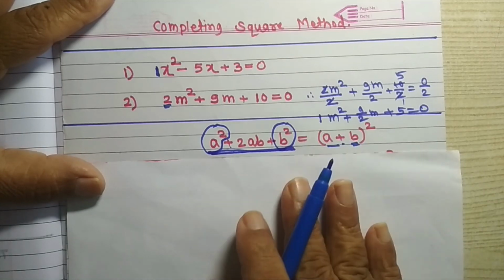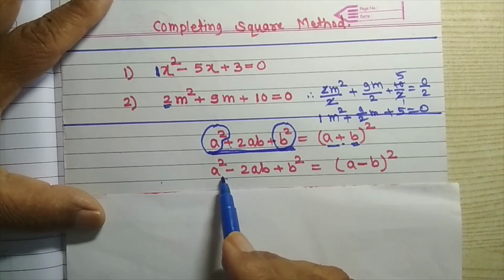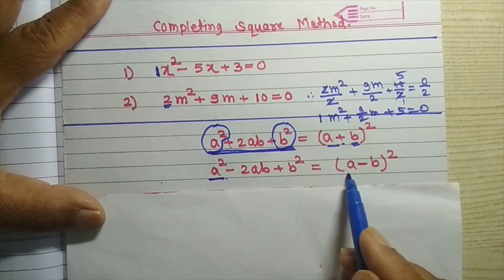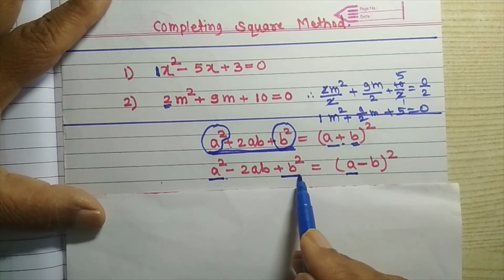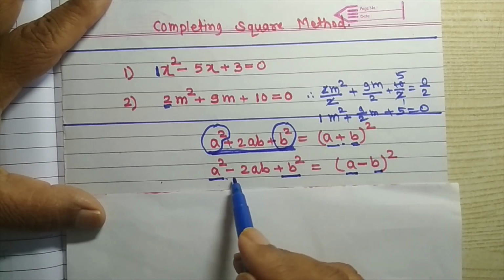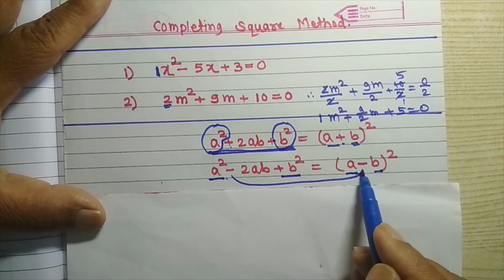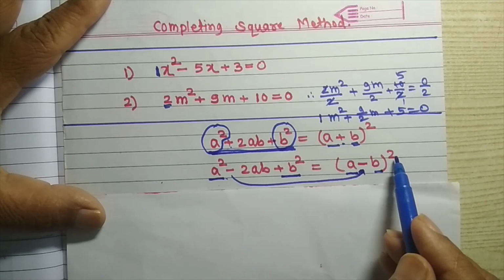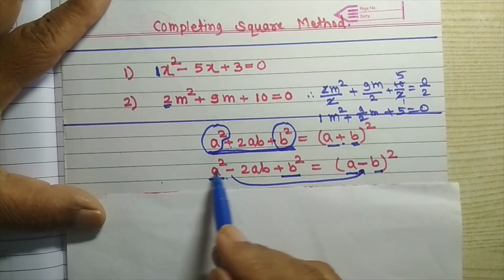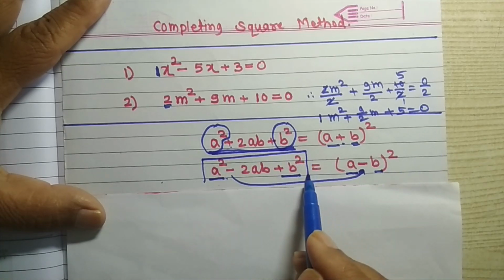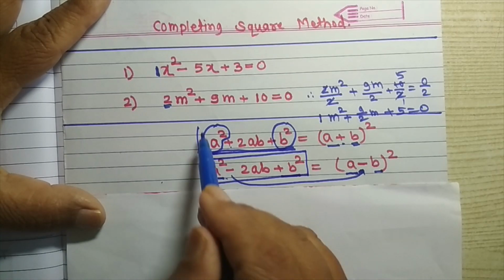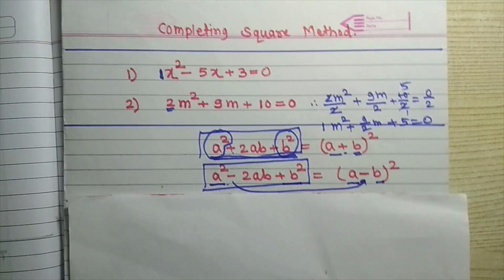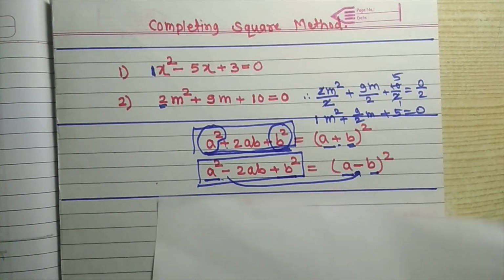Okay. Similarly, a square minus 2ab plus b square means its square root, that is a, the square root of b square is b, and the middle sign we have to take at the middle. Means a minus b bracket square. This is the complete square. This is also complete square. Today we have to see such type of examples in this case.